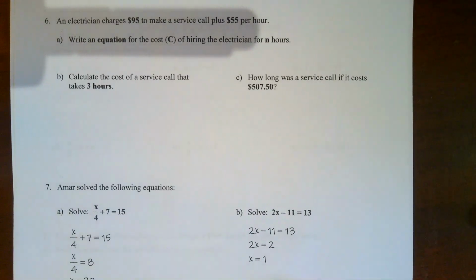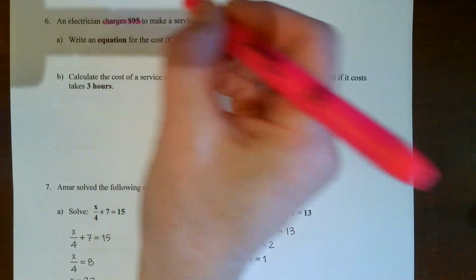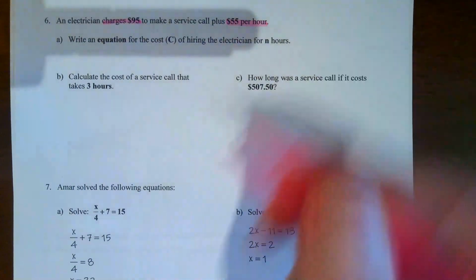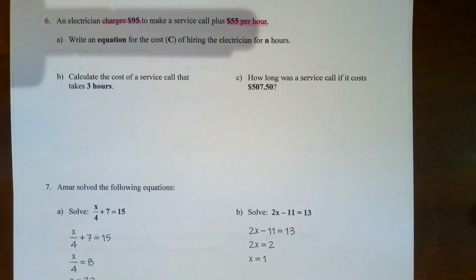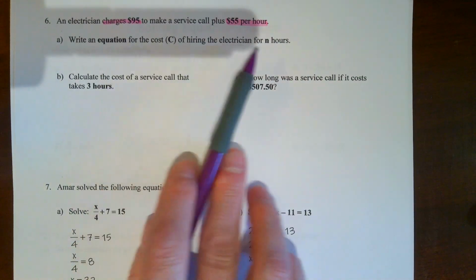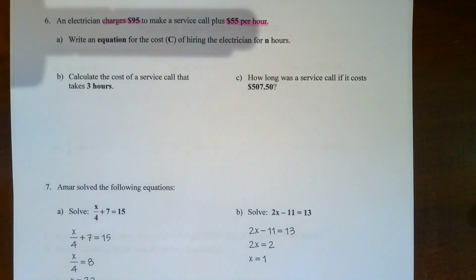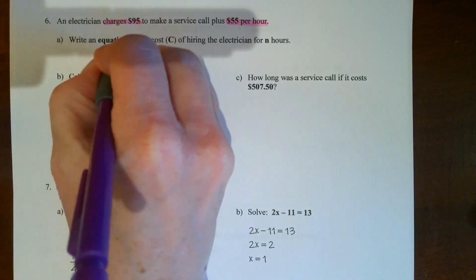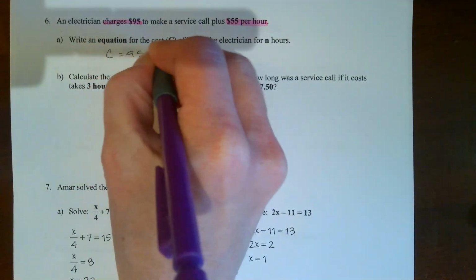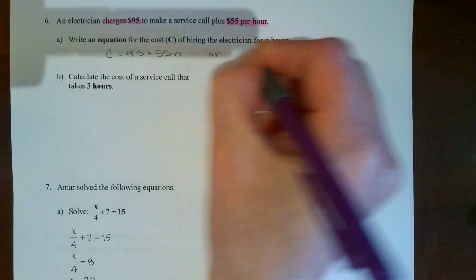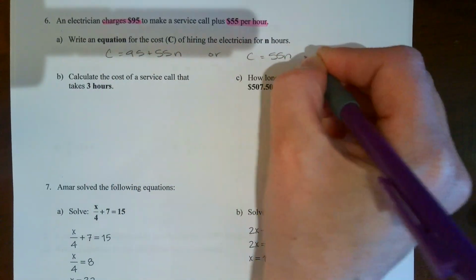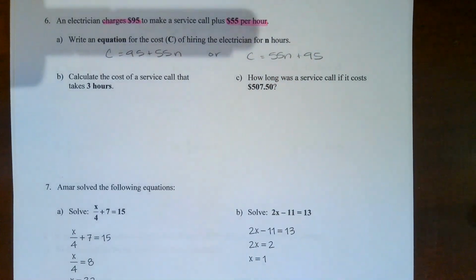Okay, if we look at the last page, we're looking at an electrician. So an electrician charges $95 to make a service call plus $55 per hour. So the charge is $95 and then $55 per hour. So we want to make an equation where C is the cost and N is the number of hours to hire the electrician. So we can say that C is equal to the initial value plus the rate of change times N, or C is equal to the rate of change times N plus the initial value.